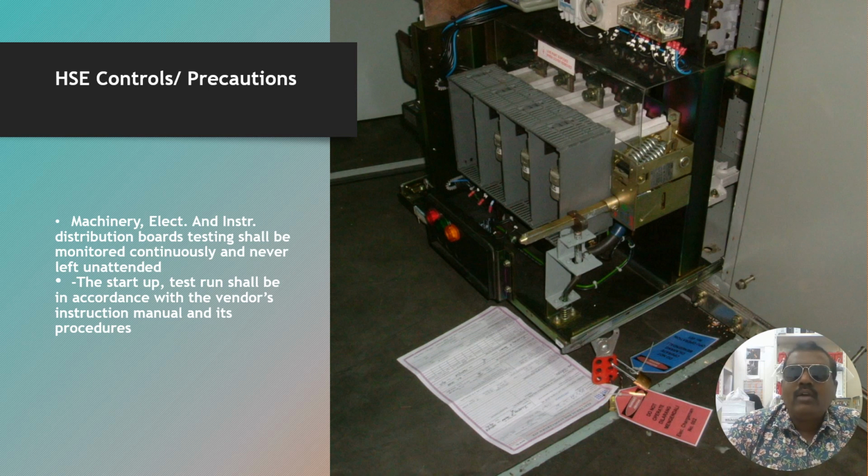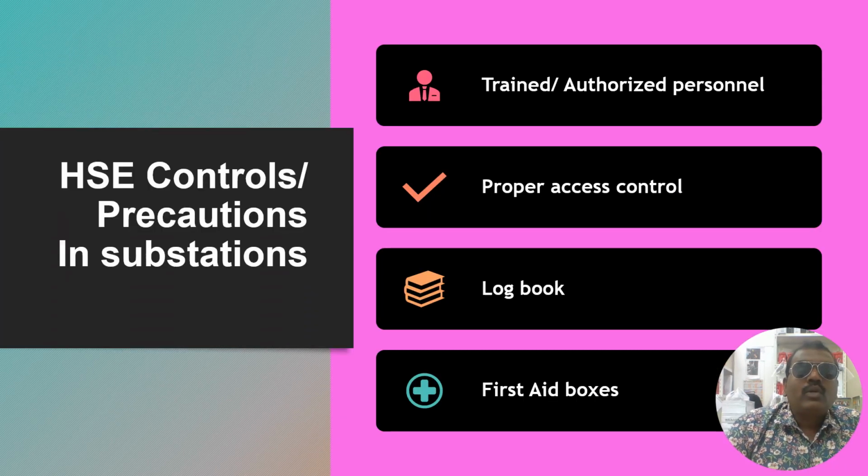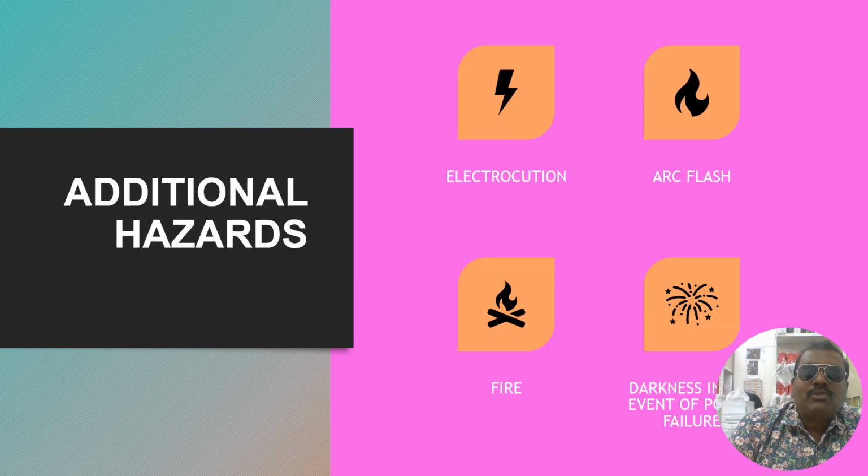So if you are going for a break, if you are going for lunch, if the day has been completed, you should not leave it as it is. You should cover it, or provide a proper barricade with adequate signages. So HSE controlled precautions in substations: only trained and authorized persons should enter the location. Proper access control to be implemented. A logbook should be available and first aid boxes should be available in the substations.